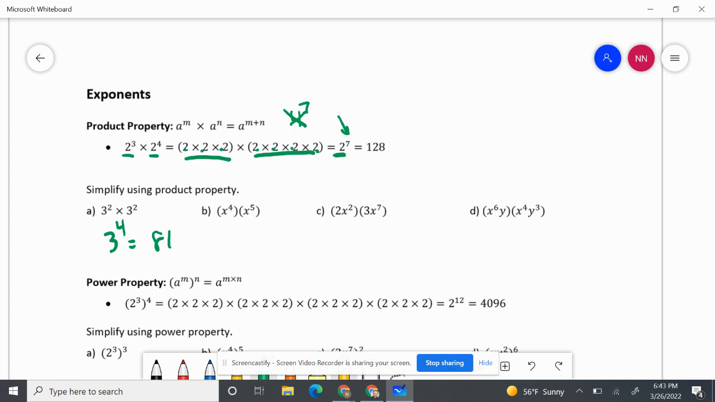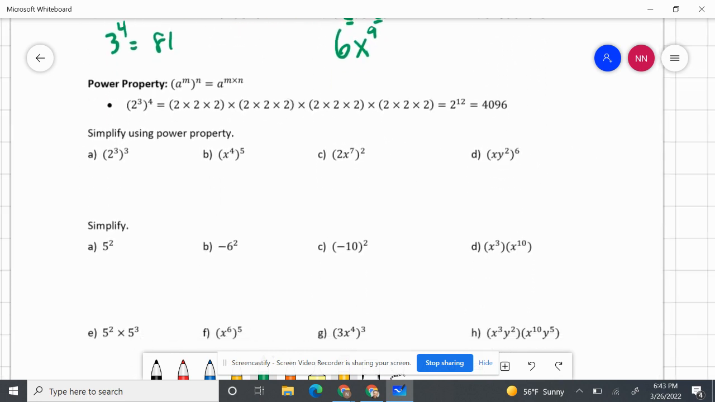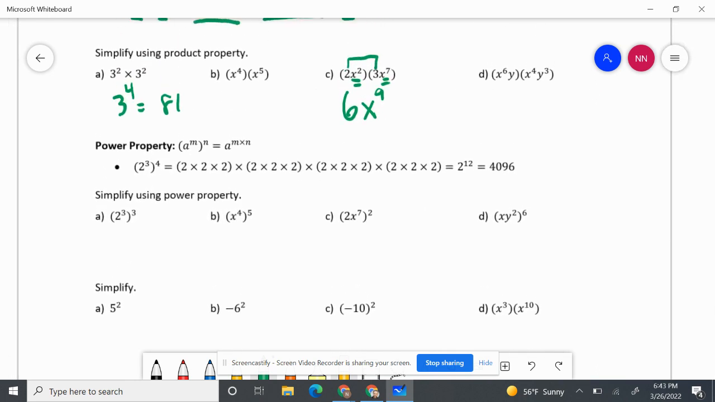Now, if we skip over to letter C, 2 times 3 is 6. And then we count the x's. 2 x's, 7 x's is 9 x's. The second one that we have is the power property. With the power property, we're raising an exponent to an exponent.